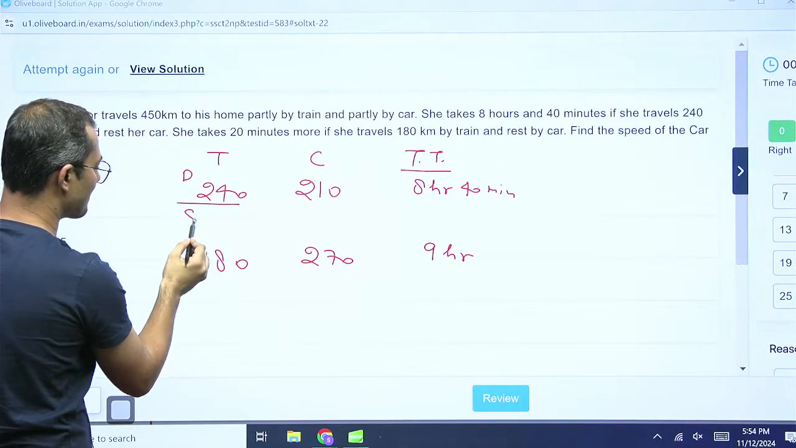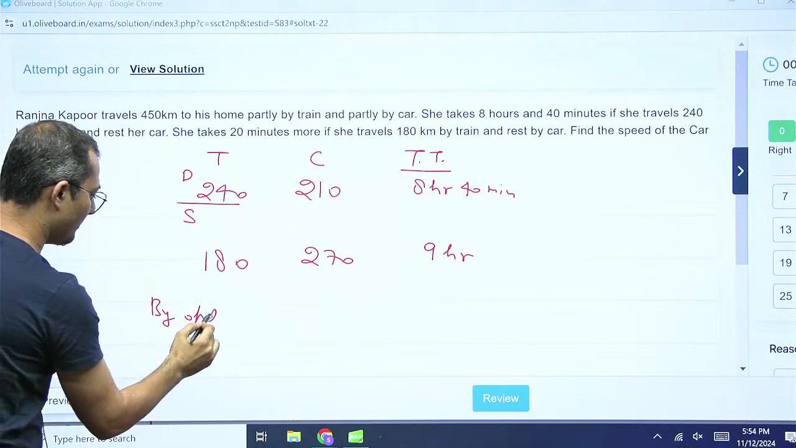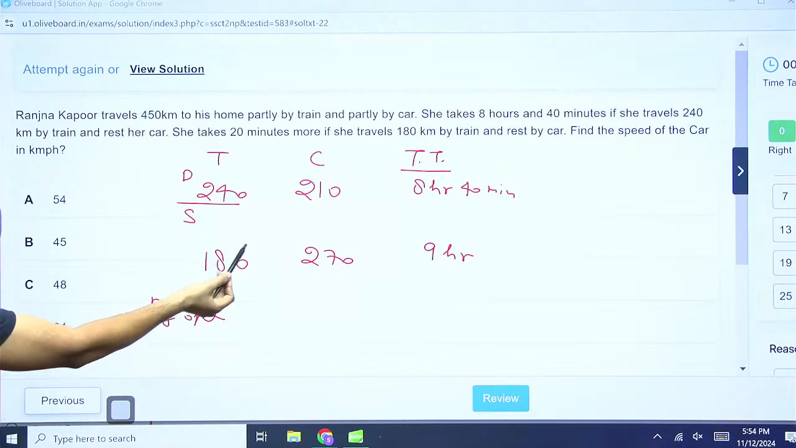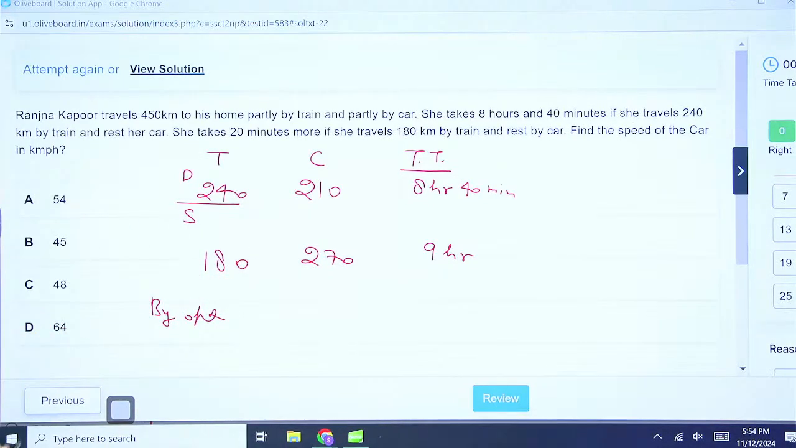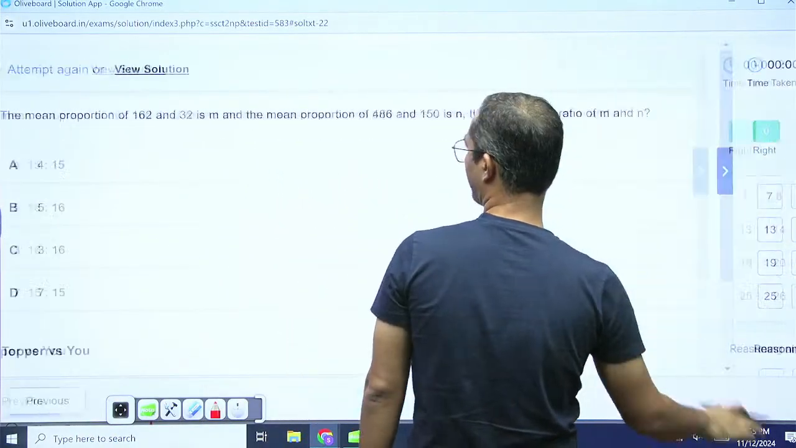If divided by speed, we will get the time. So by option we can solve this. Most probably the speed must be a multiple of 9. We are having 24, 18, 27 must be multiple of 9. So I think these are not possible. After checking the options, we will find B is the right answer. So we will satisfy it. Just by checking options we can solve it.